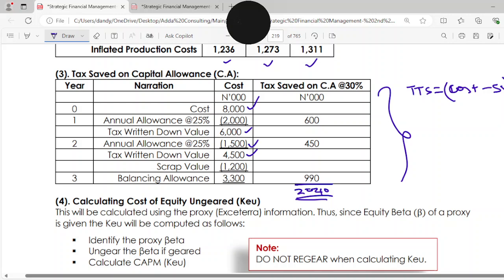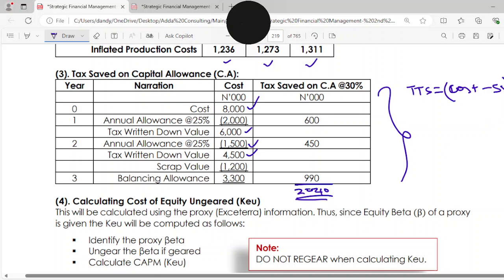Okay, multiplied by the company tax rate. Therefore, the total tax saved will be equal to the cost of the asset, 8,000, minus scrap value of 1,200, the difference, of course, multiplied by the company tax rate of 30%. Okay, let me rewrite that so that we see everything.